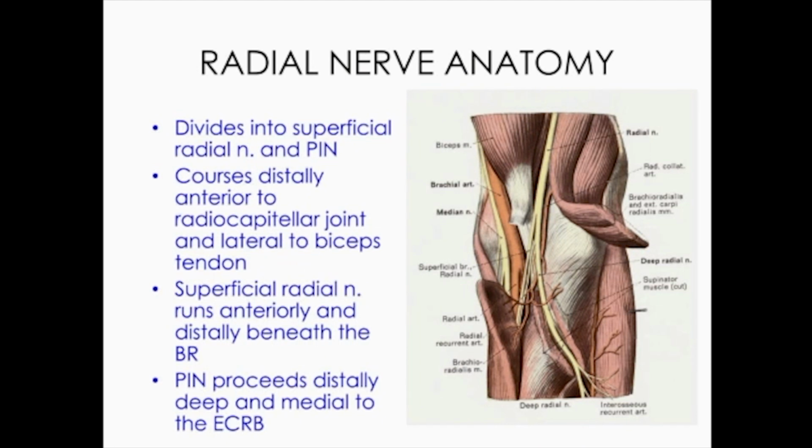It then divides into the superficial radial nerve and the posterior interosseous nerve, which course distally anterior to the radiocapitellar joint and lateral to the biceps tendon. The superficial radial nerve runs anteriorly and distally beneath the brachioradialis, and then the PIN proceeds distally and deep and medial to the ECRB.